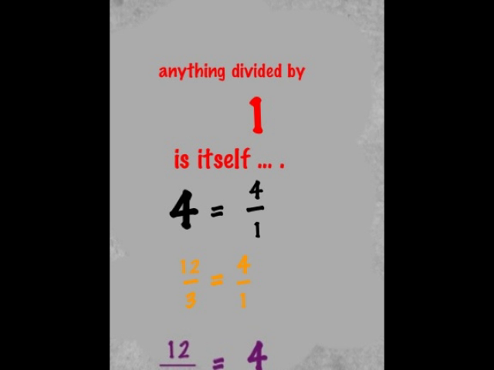Anything divided by 1 is itself, okay? So another way of writing 4 is 4 over 1. It sounds dumb, but it has a useful application here. So 12 over 3 is really 4 over 1. You understand?